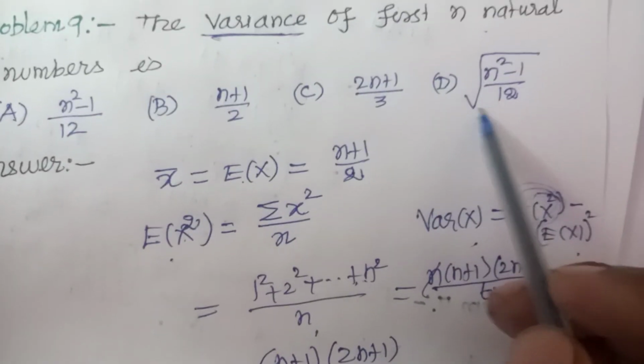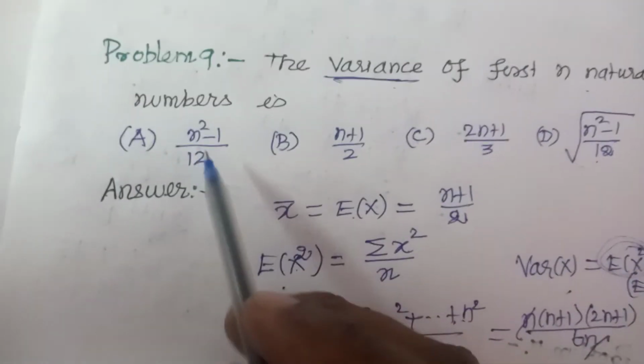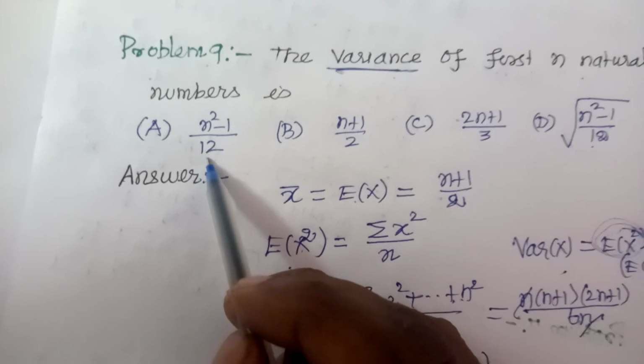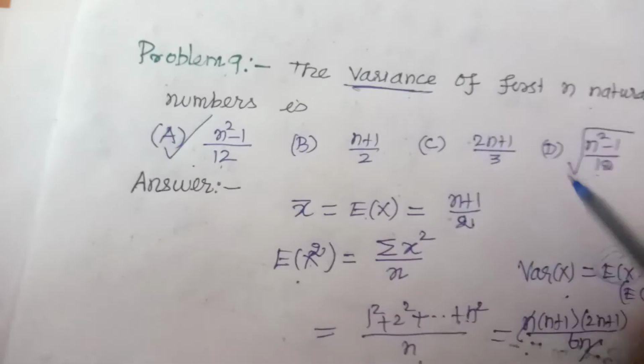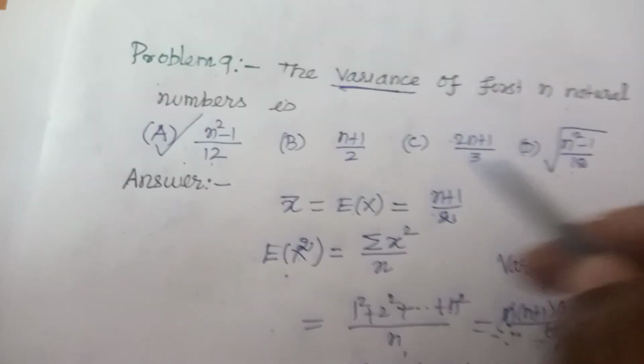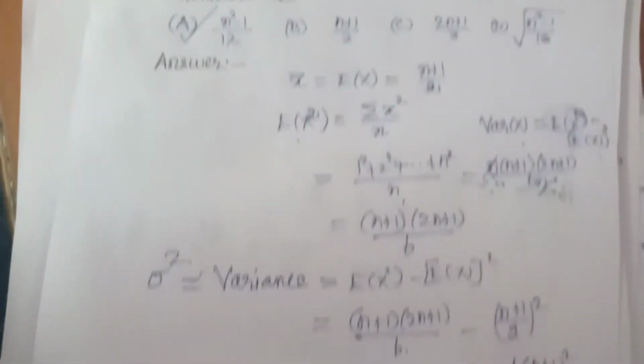In the options, to confuse you, they have also given the square root of (n square minus 1) divided by 12, and also (n square minus 1) divided by 12. So you can choose the correct answer. The variance is this; if it asks for standard deviation, it is the square root of it. Suppose the mean is n plus 1. Right? Okay. Good.